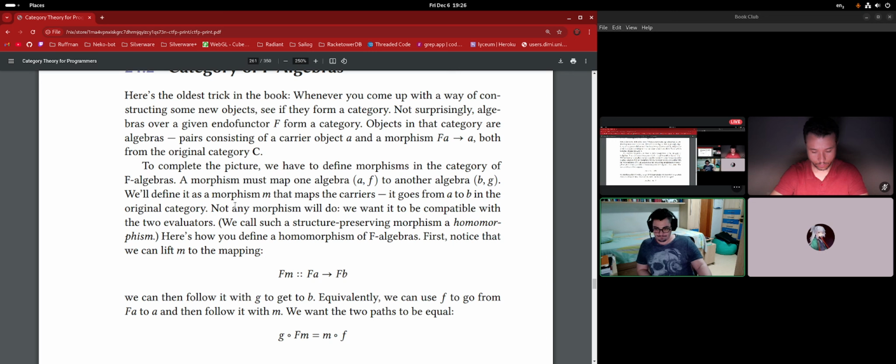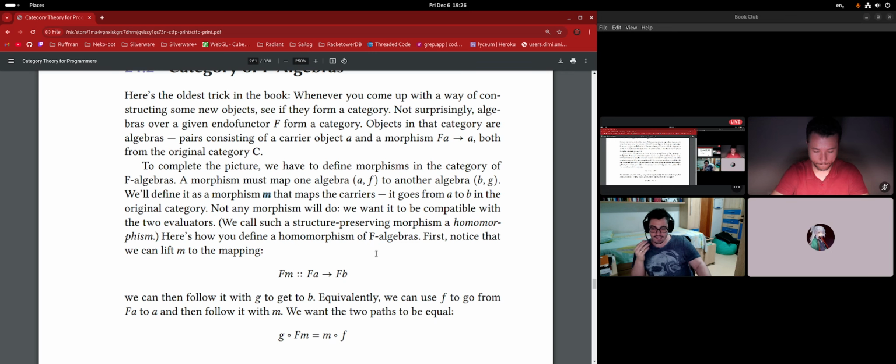And then we're going to define a morphism M that maps the carriers. It goes from A to B in the original category. Not any morphism will do. We want it to be compatible with the two evaluators, so we need to take care that this M respects F and G. And here's a catch. This structure preserving morphism, this M, is a homomorphism because it preserves the structure.